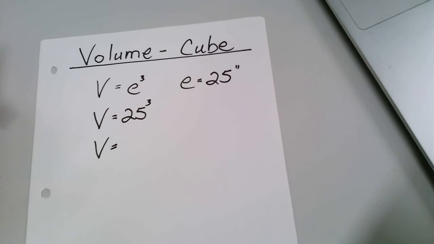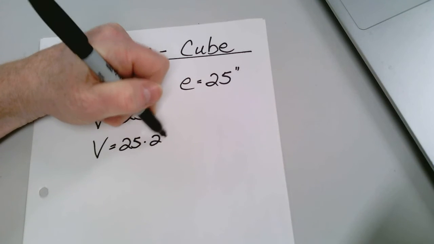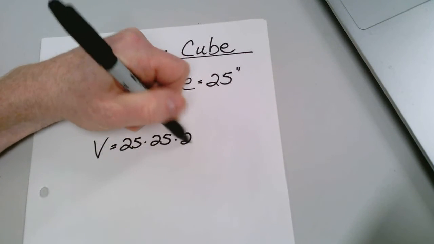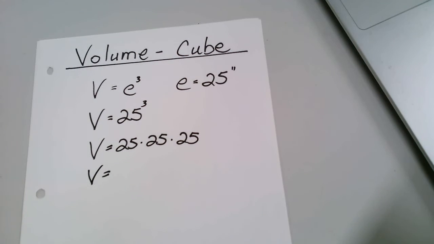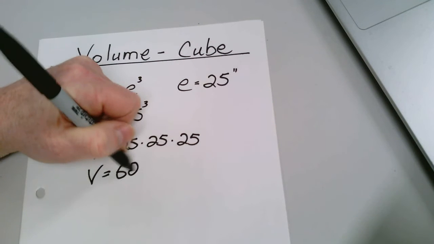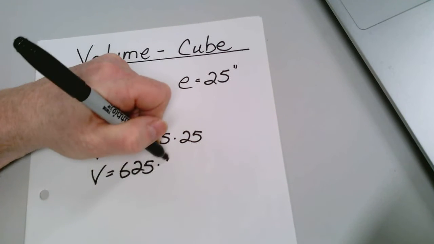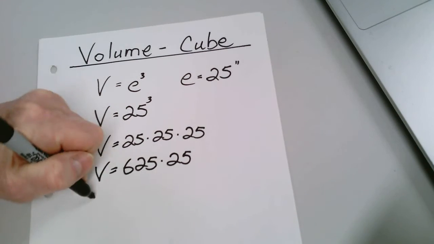And then we go 25 times 25 times 25. 25 times 25, for all you brainiacs out there, is 625. And then times one more 25 is 15,625.